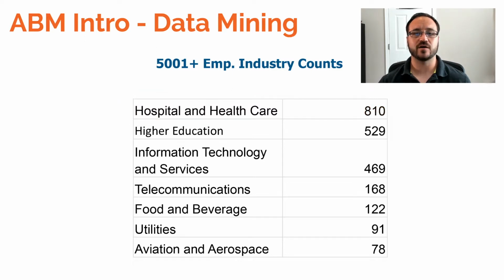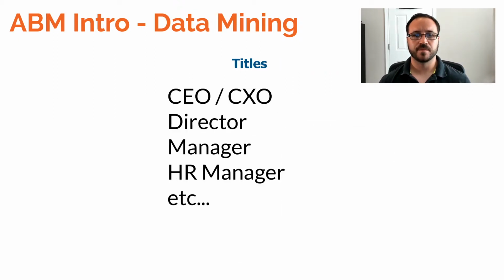So these are the actual counts from LinkedIn of everybody that fits this criteria: 5,001 plus, United States, and in these industries. The next step is, what titles are you looking for? So what titles really get you into those organizations? Now, in part 2, where we did the analysis, we looked at the companies and their demographics, but we also looked at the titles and said, okay, well, what does the sphere of influence look like?